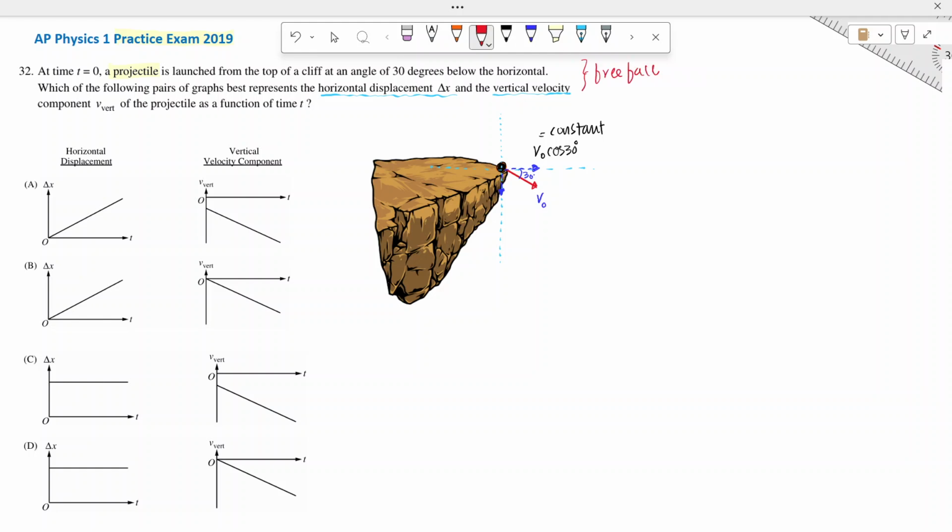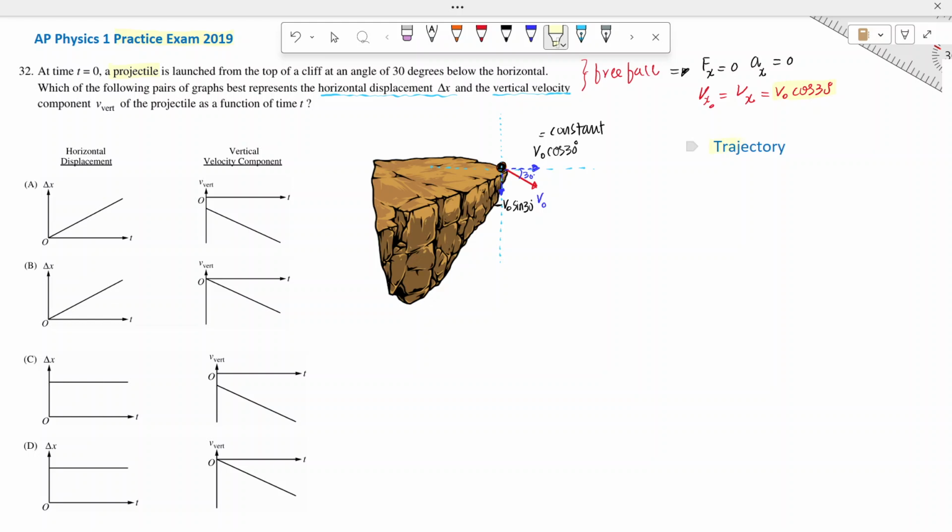Whenever a projectile motion is a free fall, it has no force in the x direction and hence no acceleration in the x direction. Which means that the initial velocity in the x direction is equal to the final velocity in the x direction. So in our case, that is constant. That's why I'm assuming that the x component of velocity will not change. And the vertical component has the negative v0 sine 30 degrees.